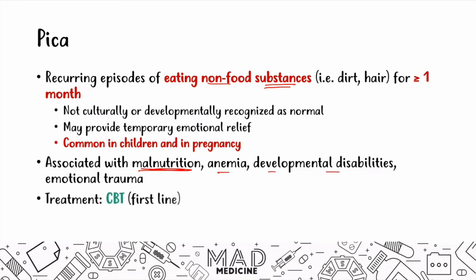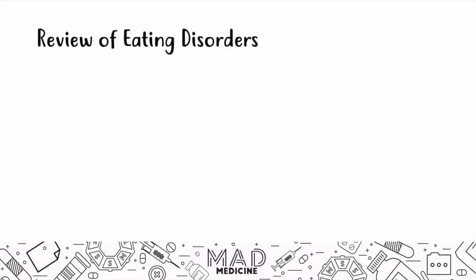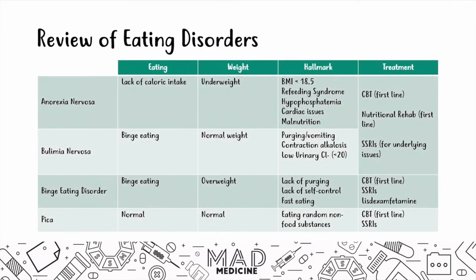Now, when it comes to treatment, the first line is going to be cognitive behavioral therapy. You also can give SSRIs to treat any underlying cause as well as the pica itself. Now, when it comes to these eating disorders, it's good to just get an overview and just review everything we've talked about. There's a lot, but they're very simple. Let's talk about anorexia.